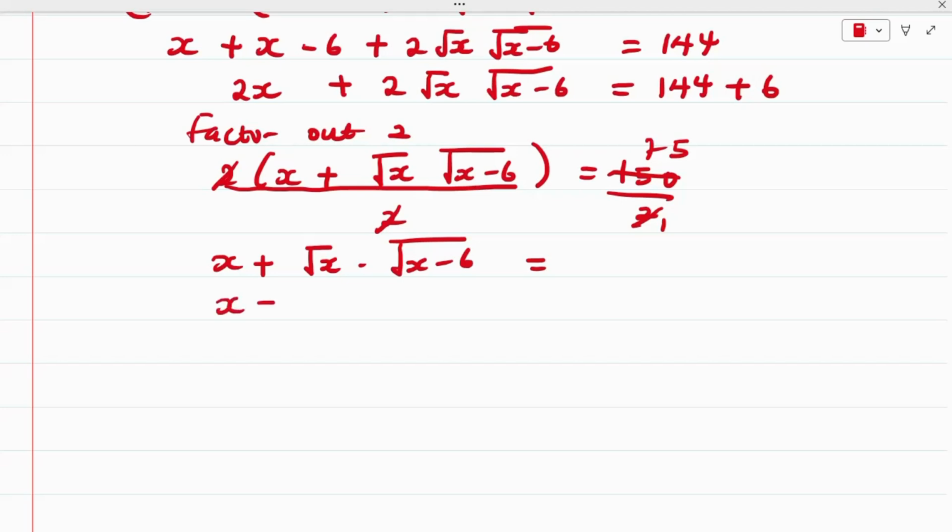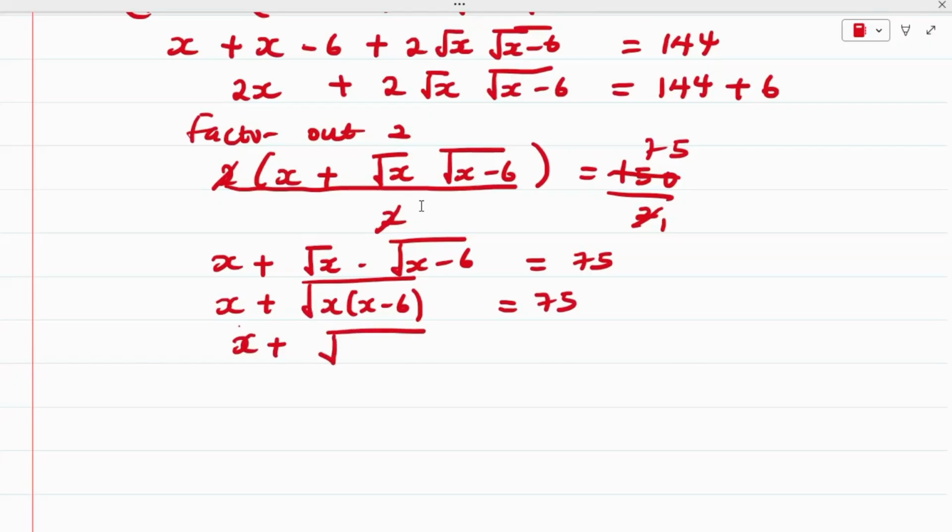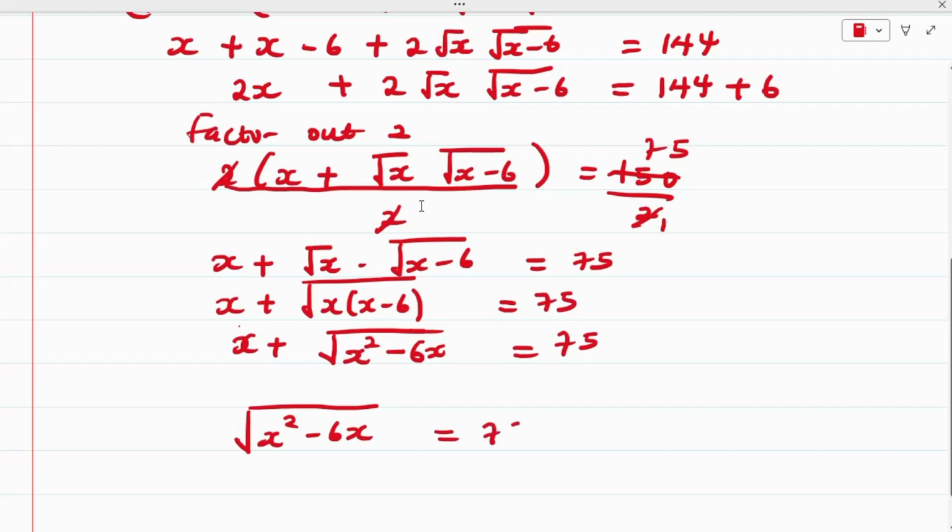So we have x plus, now this can be expressed as the square root of x into x minus 6, and this is equals to 75. Okay, so from here we have this to be x plus the square root of x multiply x is x square minus x multiply 6 is 6x, which is equals to 75. So the next thing we want to do is to isolate the square root of x square minus 6x. So isolating that, we have the square root of x square minus 6x is equals to 75 minus x.